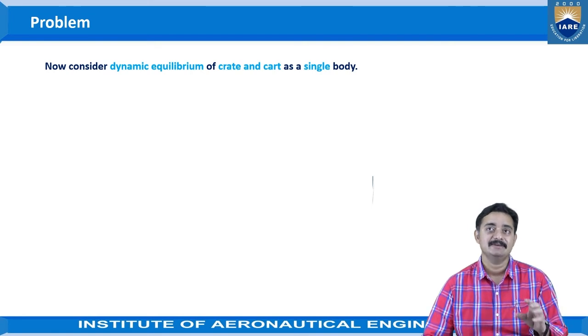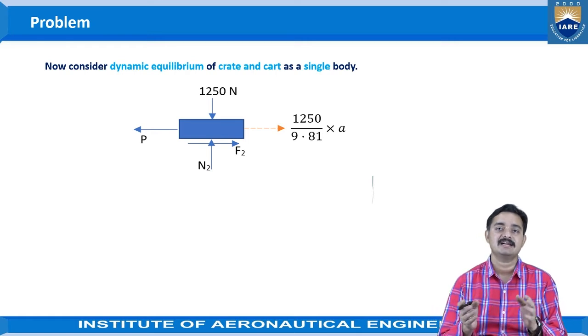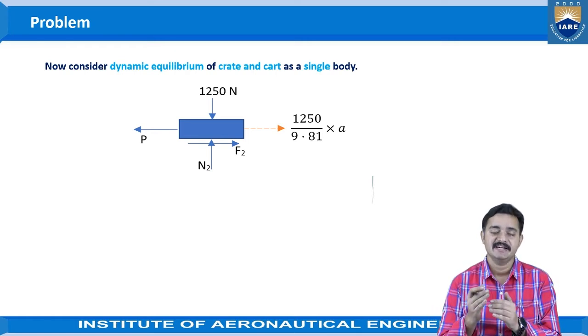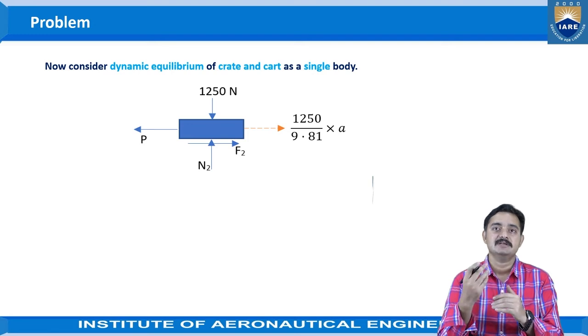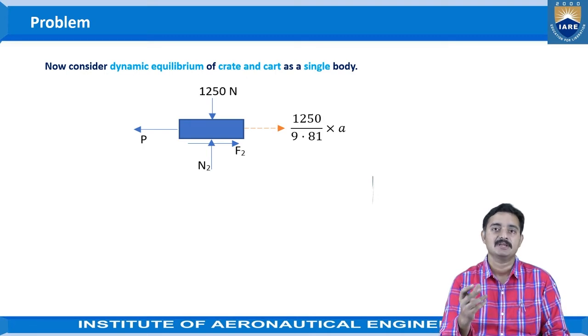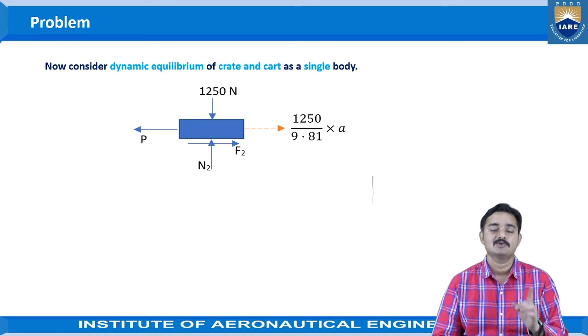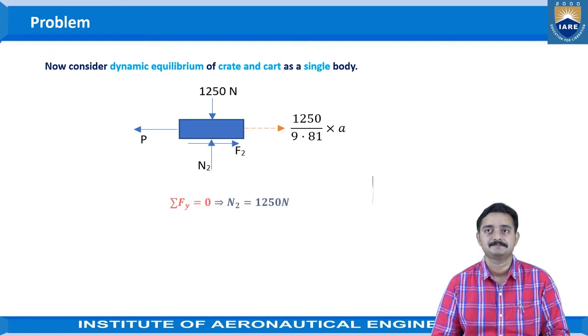Now, consider the dynamic equilibrium of the crate and cart as a single body. What we are doing is combining both the crate and cart. Why? Because there are no restrictions, no supports, and no external force being applied onto the crate. So we are combining both the crate and cart when we consider the system as a whole. Then, the total weight of the system would be 1250 newtons, the 750 and the 500 of the cart. So, the free body diagram for the total crate and cart combined will be like this.